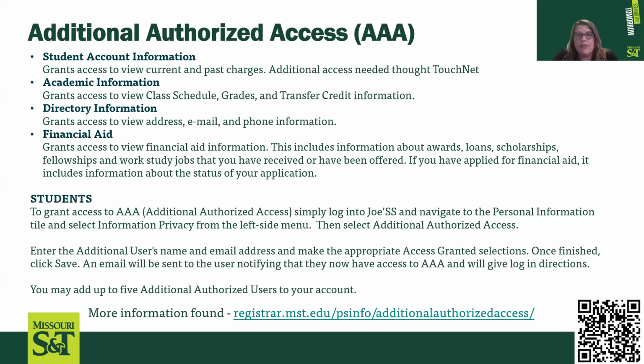Now for additional authorized access that students can grant within JOESS. They have the ability to choose what information you're able to view. The student can choose student account information, academic, directory, and financial aid. To grant that access, they simply log on to JOESS, navigate to their personal tile, select information privacy from the left side menu, and then select additional authorized access. That will prompt an email to be sent to that individual for them to create their own single sign-on into JOESS.